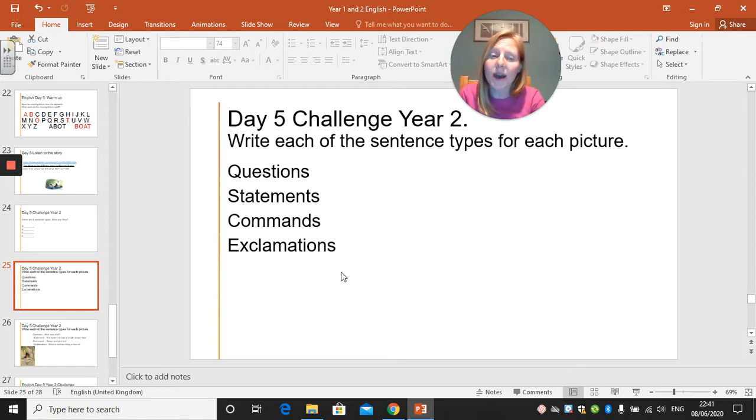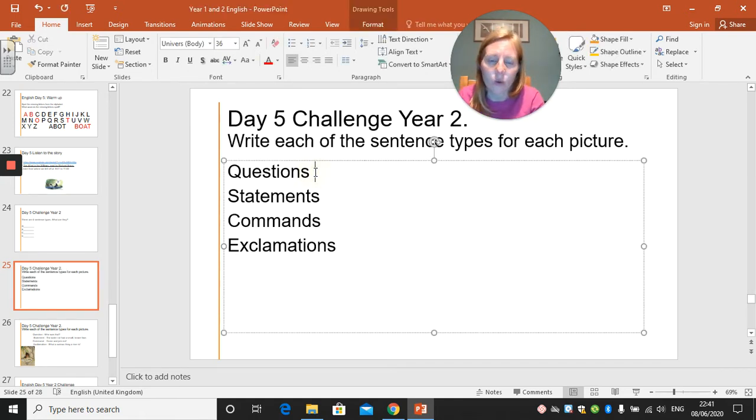And we've learned all about these 4, and they all have certain rules to go by. Today I'm going to give you 3 different pictures from our Wind in the Willows story, and I would like you to write one of each of these for that picture. That means we need to remember what the rules are for writing that type of sentence. Each of the types of sentences are different. So first of all, let's think about our questions.